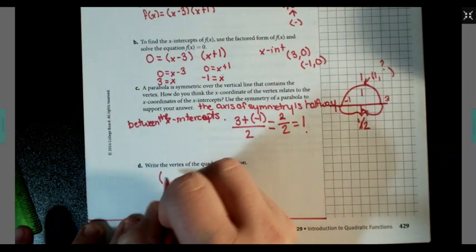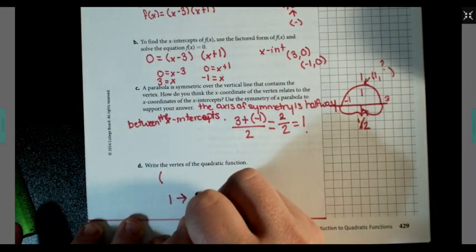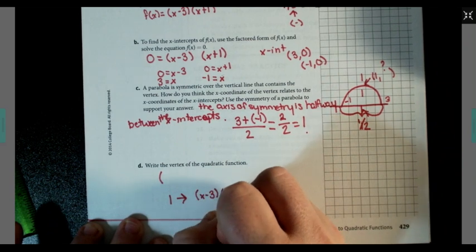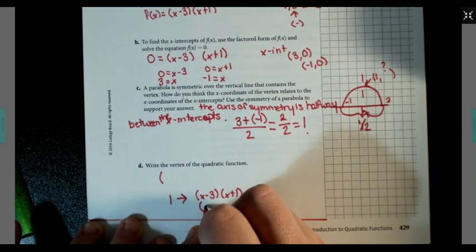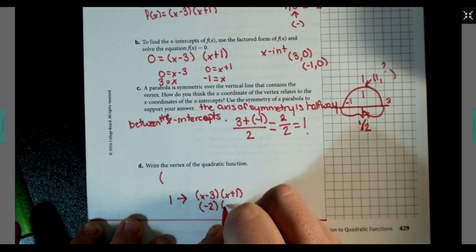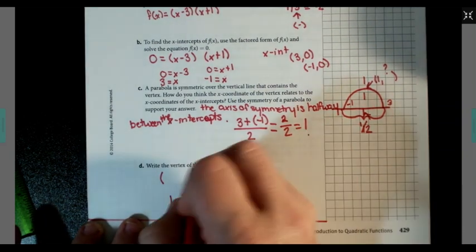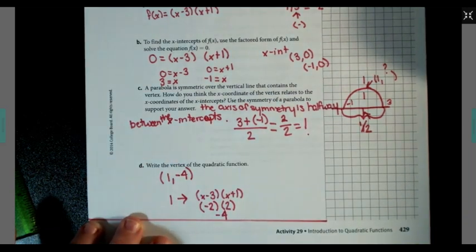To find the vertex, we're going to take 1 and plug it into x minus 3, x plus 1. That's going to be negative 2 times 2, which is negative 4. So 1 comma negative 4.